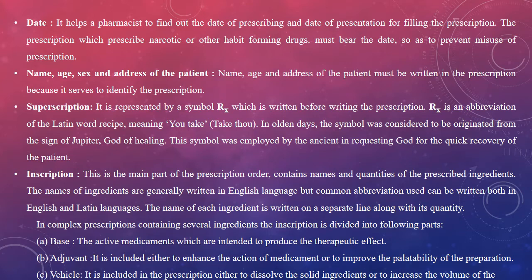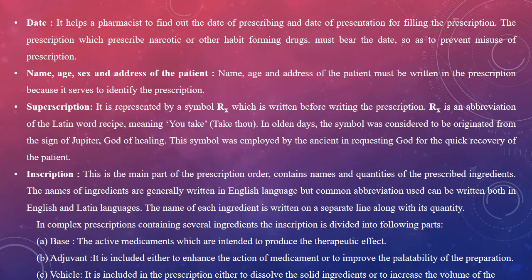Superscription. It is represented by a symbol Rx which is written before writing the prescription. Rx is an abbreviation of Latin word recipe meaning you take thou. In olden days, the symbol was considered to be originated from the sign of Jupiter, which is god of healing. This symbol was employed by the ancient in requesting God for the quick recovery of the patient.